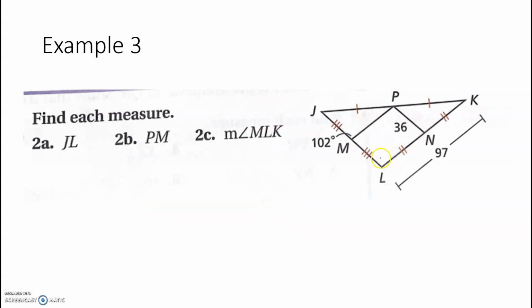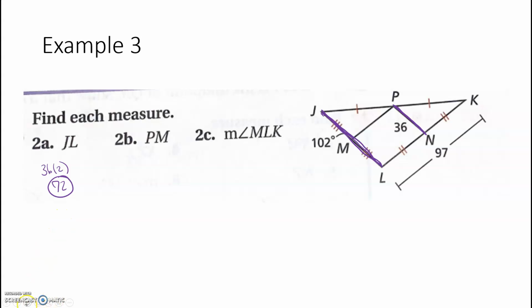Now sometimes the pictures look a lot more complicated. It doesn't mean that the problem's any harder. You just have to really hone in on what pieces you need. So let's look here. We're looking at JL. Well, there's nothing here, but I see a midsegment PN. So if this is 36, I need 2 of those to make JL. So you get 72.